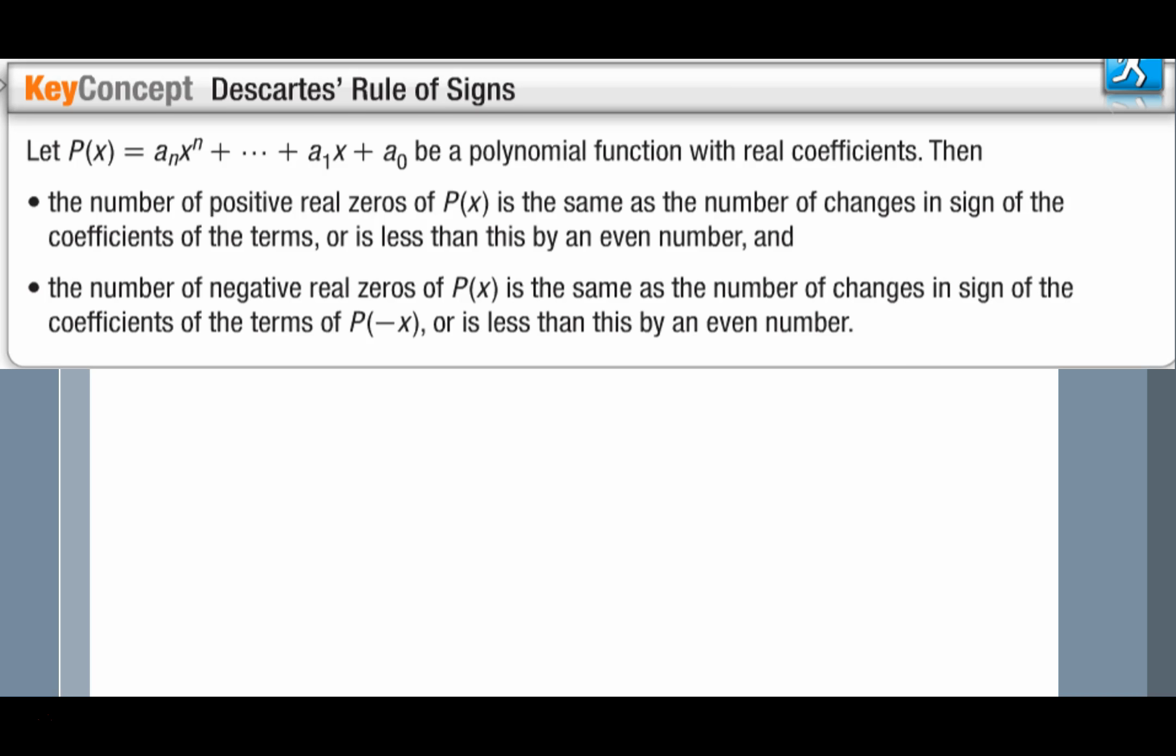Again, as we go through it, it says the number of positive real zeros of p of x is the same as the number of sign changes in the coefficients of the terms, or less than this by an even number. This means if there are 4 sign changes, we could have had 4 positive zeros, or 2 of them, or 0 positive zeros. And then for the negatives, it's the same idea, but we have to do it as p of negative x, so we technically have to change the variable there. You'll find that it'll just simply be the opposite of what's happening with the positive zeros.